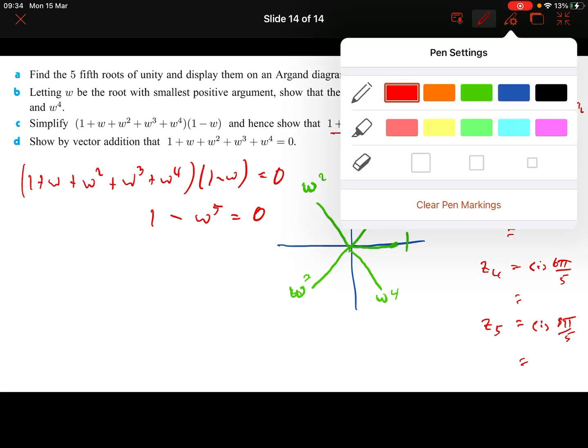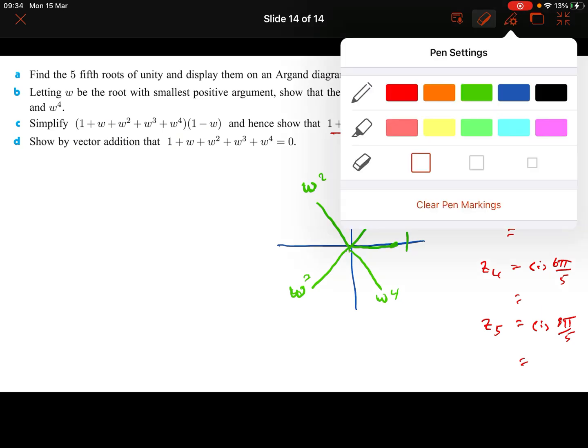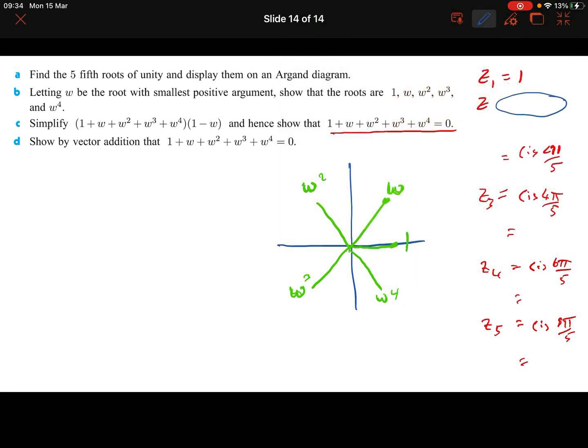Now, show by vector addition that it's true as well. Well, I'm not going to do this because I haven't bothered to actually work out what these values were. Oh my God, I've done it again. But if you added all of those complex numbers, so 1 plus whatever this is, plus whatever this is, plus whatever this is, plus whatever this is, it will come to 0.